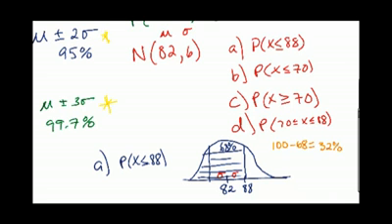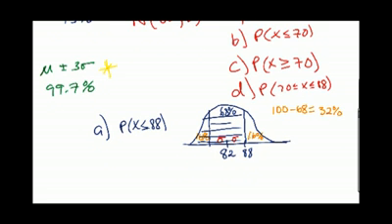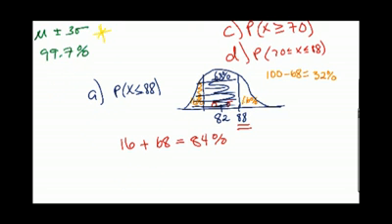Okay, so now we have 16 here, 16 there. So if I want below 88, it would be this portion, which is 16, plus this portion, which is 68. So 84% of the class was below that raw score of 88, because it was exactly 1 standard deviation above. We were able to do this with the empirical rule.